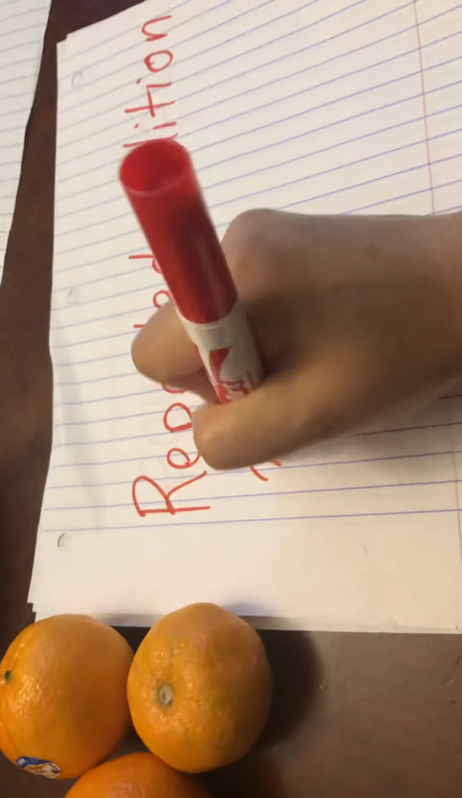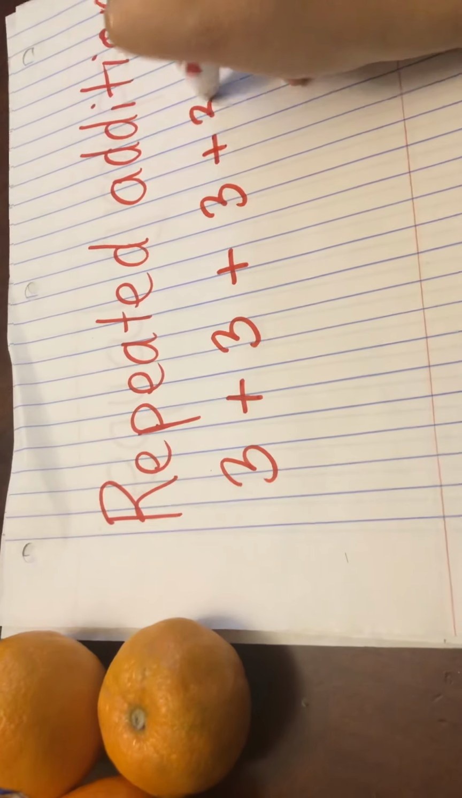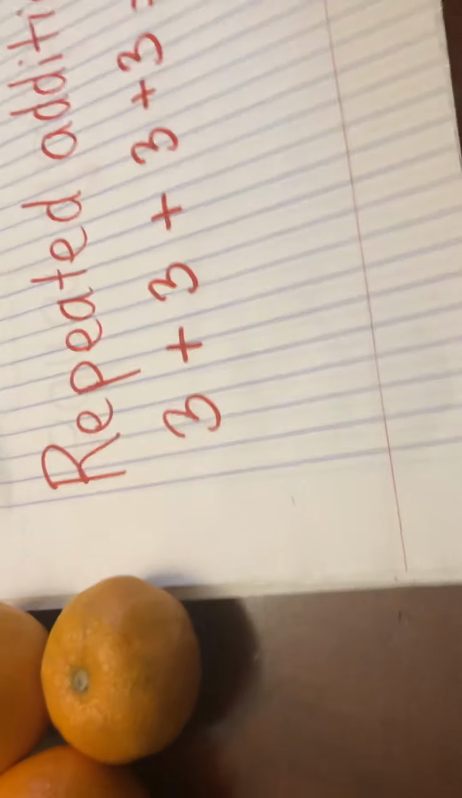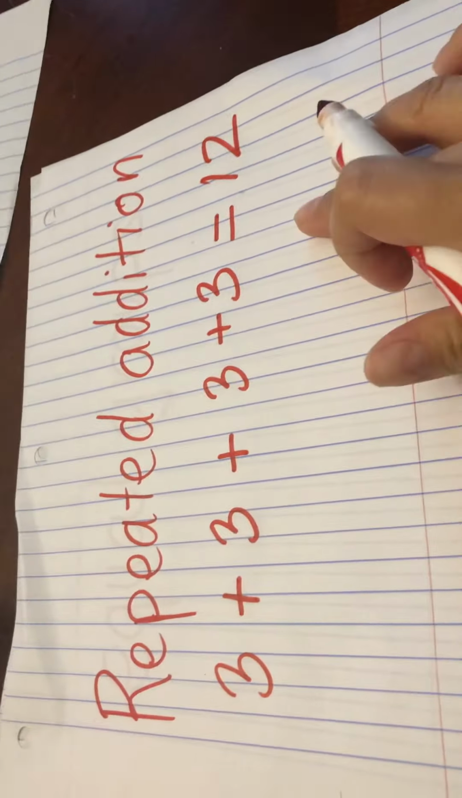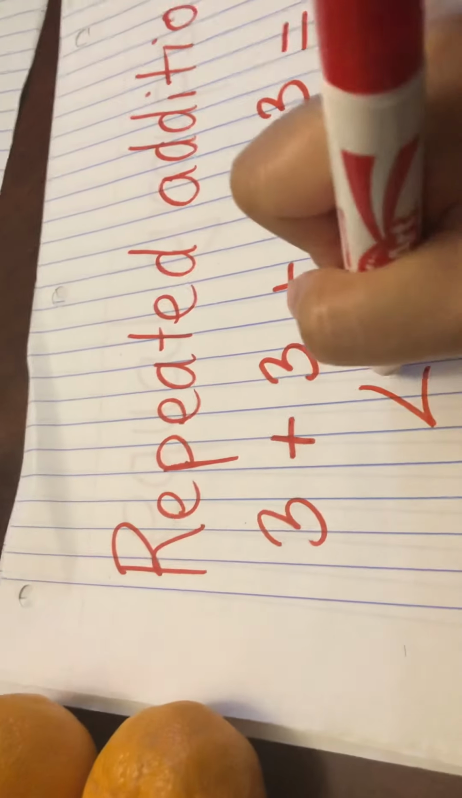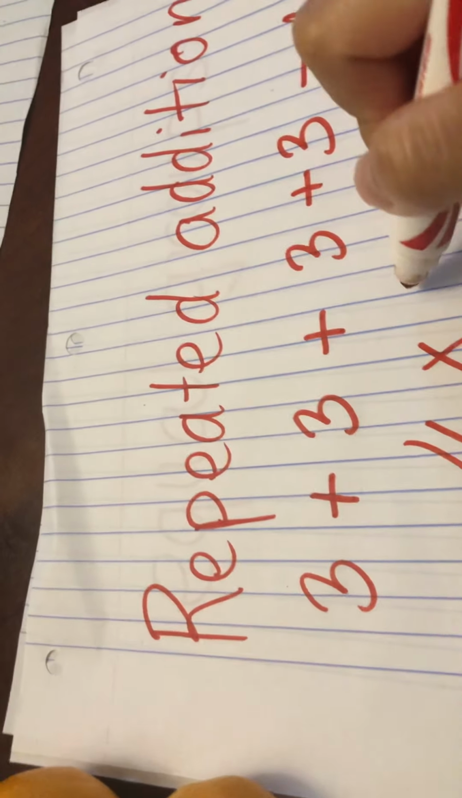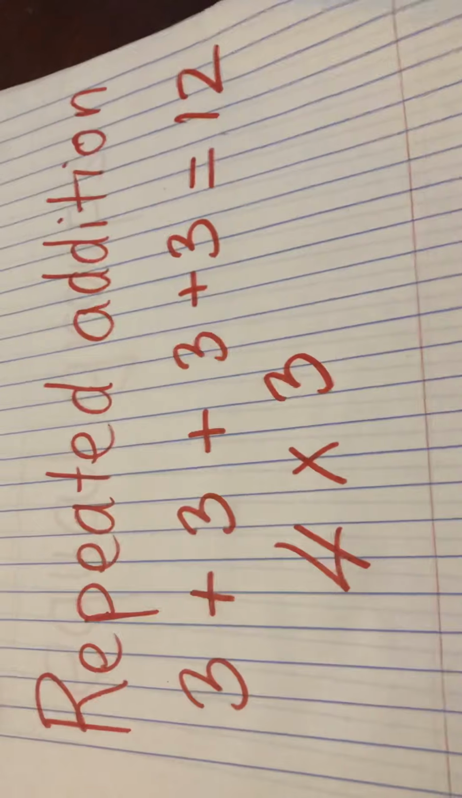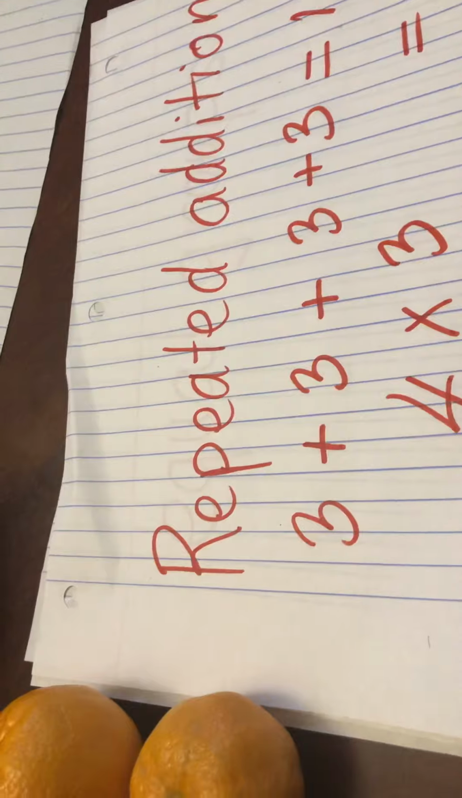So another way to represent multiplication is 3 plus 3 plus 3 plus 3 equals, and we know the total, right? 1, 2, 3, 4, 5, 6, 7, 8, 9, 10, 11, 12 equals 12. Since we have 4 number 3s adding together, we can write that it's the same. So 3 plus 3 plus 3 plus 3 is the same as 4 times 3, because there are 4 number 3s adding together to equal 12. All right, so that is repeated addition.